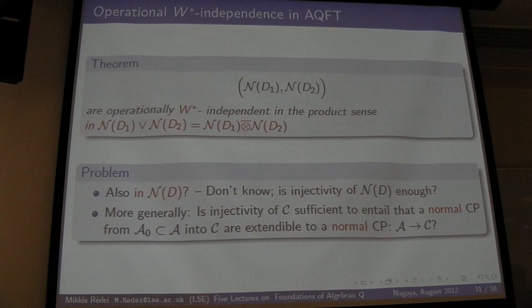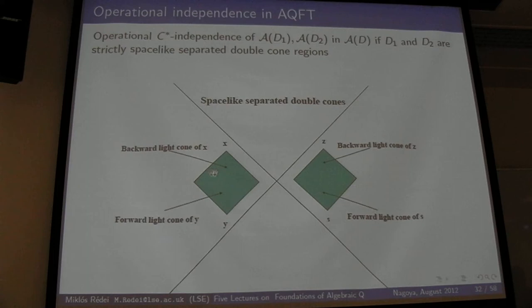So now you see what you see. That is to say, here's a problem to which I don't know the answer. And what you have just told me, what you have just clarified, makes the problem really a problem. Good. So this is just a picture of the situation. Here are the two space-like separated double cones, strictly space-like separated regions. And for these, operational C-star independence holds beautifully. Operational W-star independence does not hold in the sense that these two are not independent in the W-star sense in the large cone which contains them.